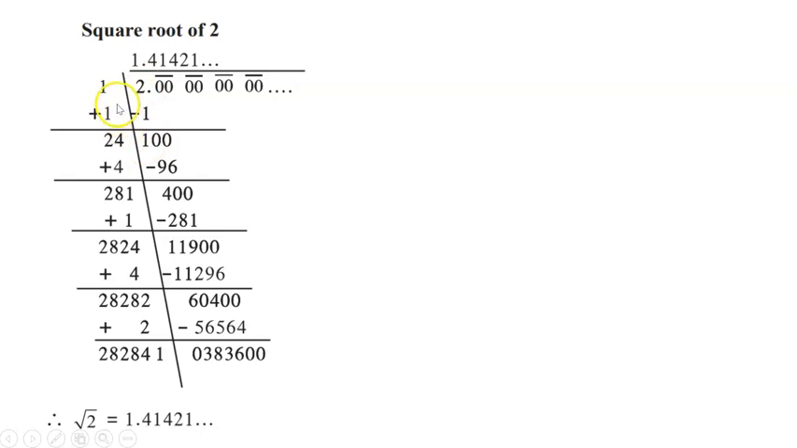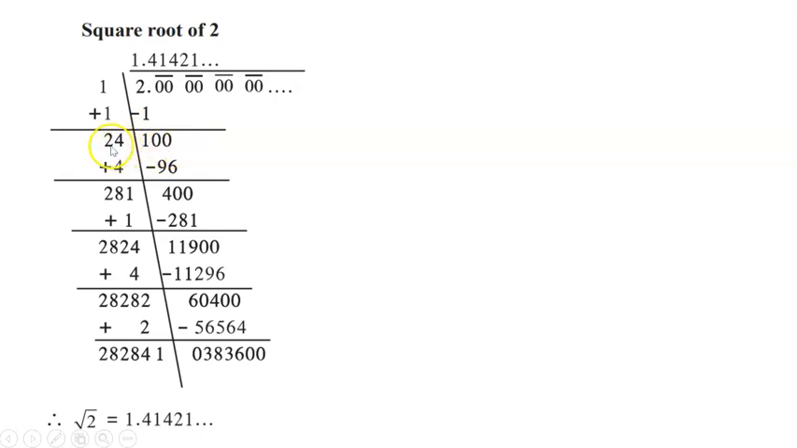Next we add the quotient, that is 1 plus 1, and you will get 2. Next we take one pair of zeros, and the number will become 100. Now we take a number for the unit place, and whatever number we get, we multiply it by that same number. Then that product must be equal to 100 or less than 100.